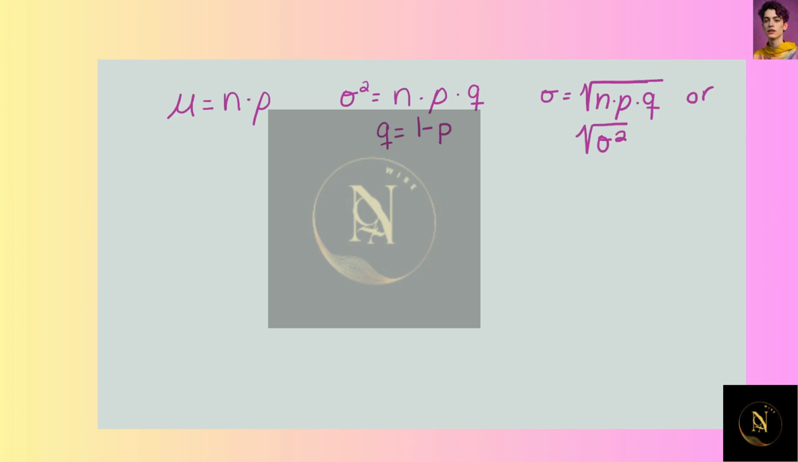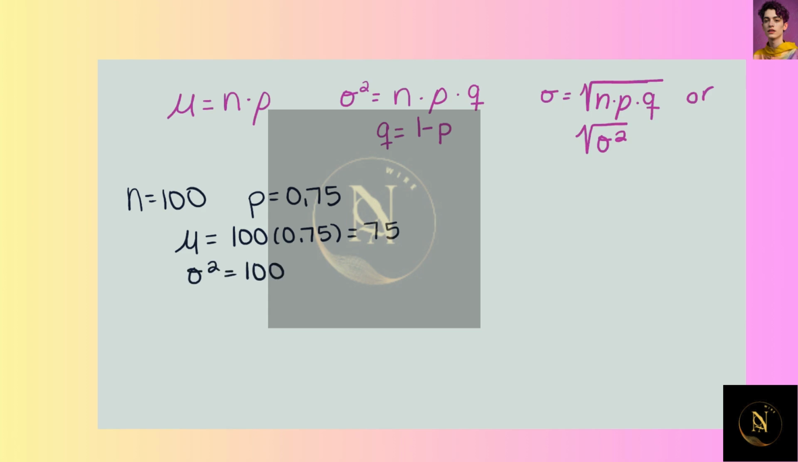So let's take a look at some examples. If n equals 100 and p equals 0.75, what is the mean? The mean is 100 times 0.75, which is 75. The variance is 100 times 0.75 times 0.25, which is 18.75. And the standard deviation is the square root of 18.75, which is about 4.33.